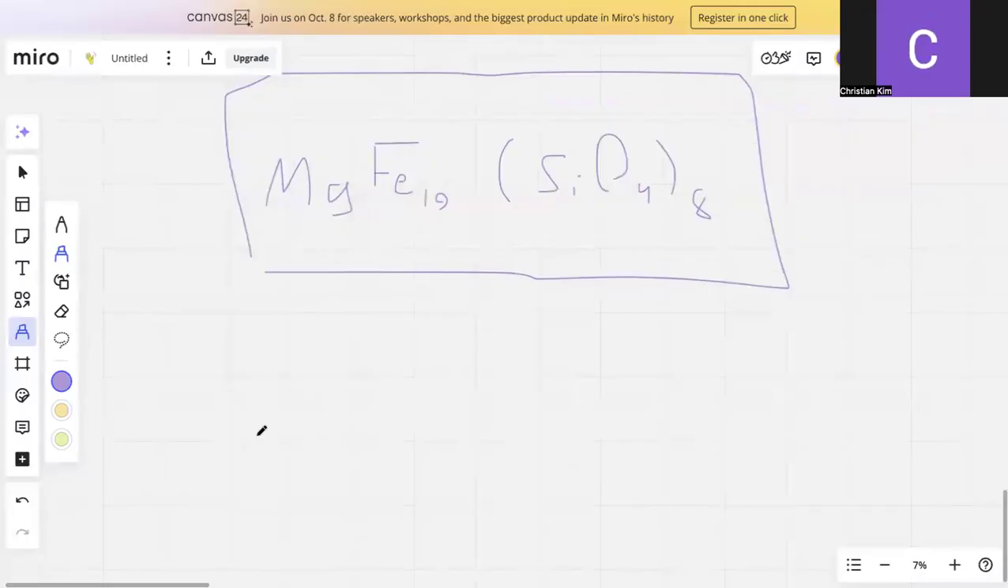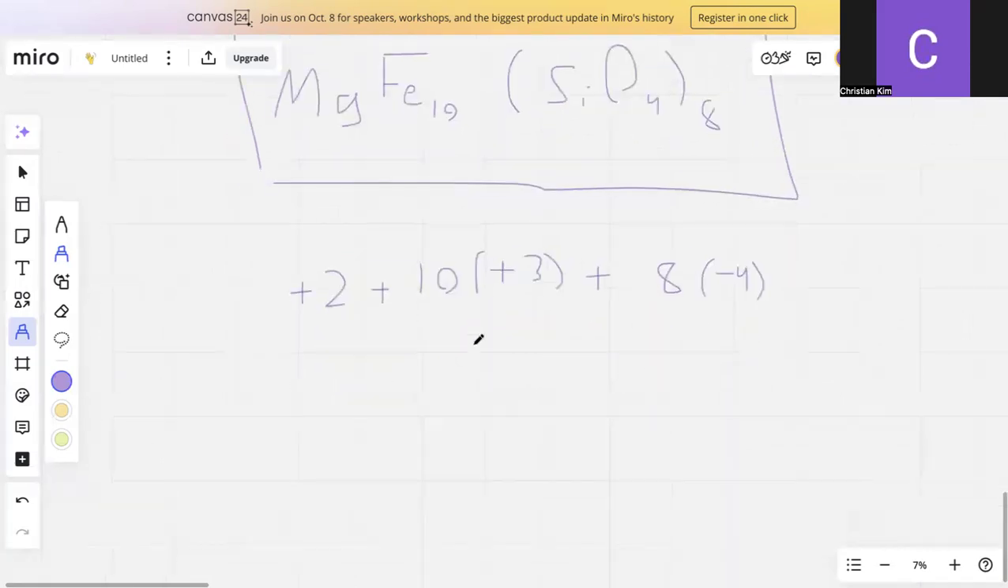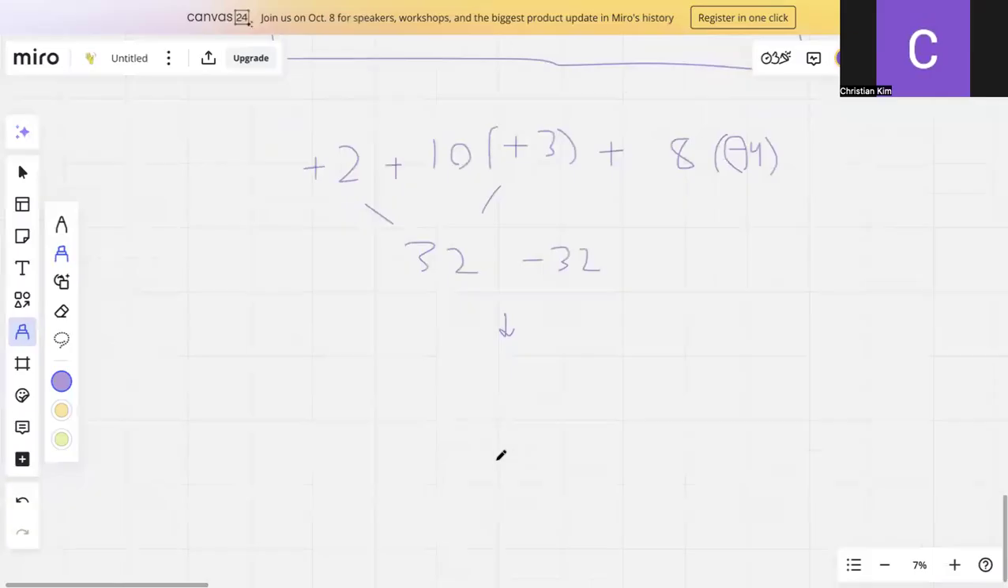So then Mg, well, that's going to be plus 2, plus 10 because I have 10 atoms of iron 3, so then that's going to be plus 3, plus 8 ions of nesosilicate, which has a charge of -4. And this is going to add up to 32 minus 32, because remember the negative charge over here, this is going to give us 0. And that's exactly what we want.